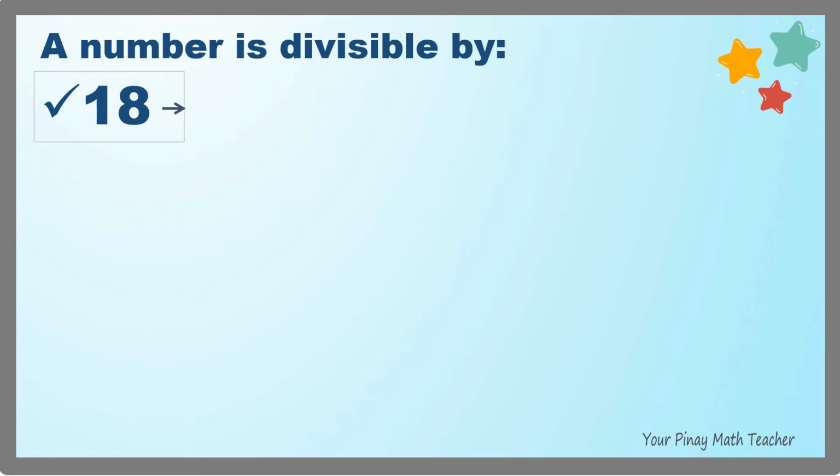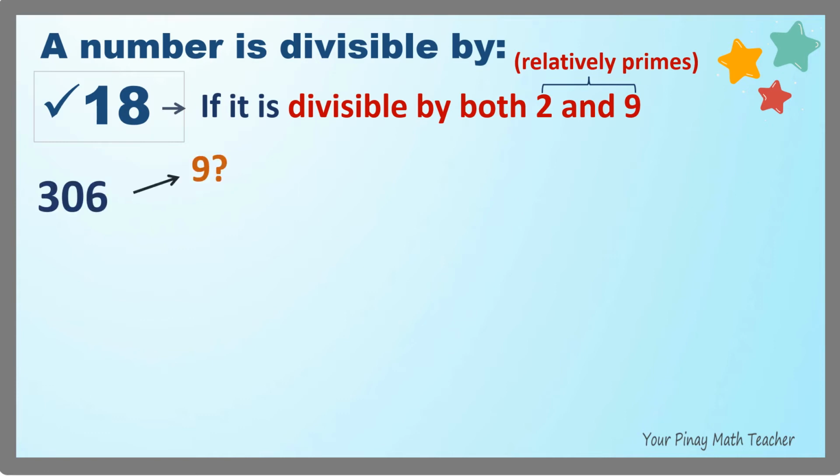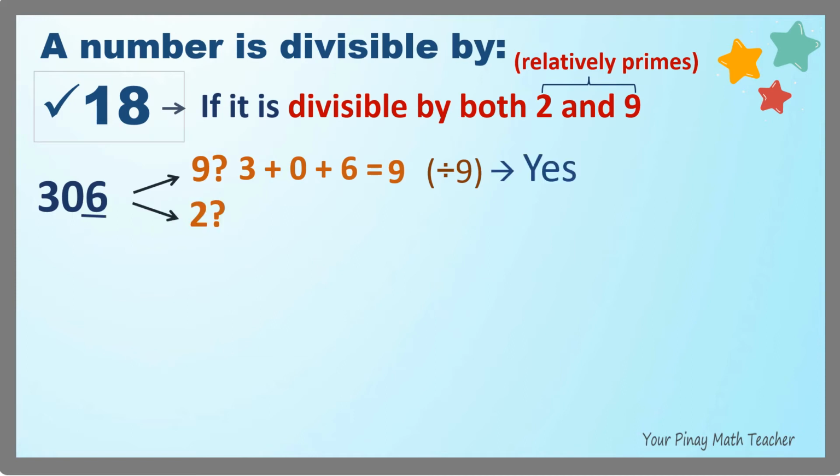A number is divisible by 18 if it is divisible by both 2 and 9. Again, 2 and 9 are relatively prime, which means that they only share a common factor of 1. Example, 306. Is this divisible by 9? Let's add the digits 3, 0, and 6. The sum is 9. Can you divide 9 by 9? Of course, we can. Is 306 divisible by 2? Yes, because it is even. Since 306 is divisible by 9 and 2, then it is divisible by 18.